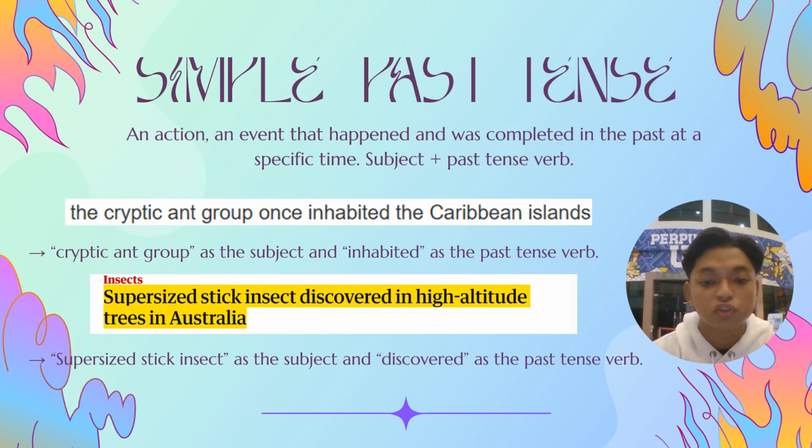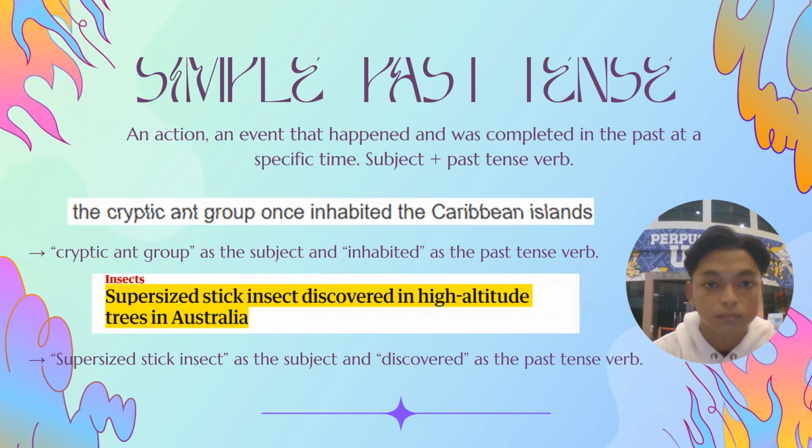Another headline: supersonic insects discovered in Australia. The discovery is a complete event, so we use the simple past tense, discovered.